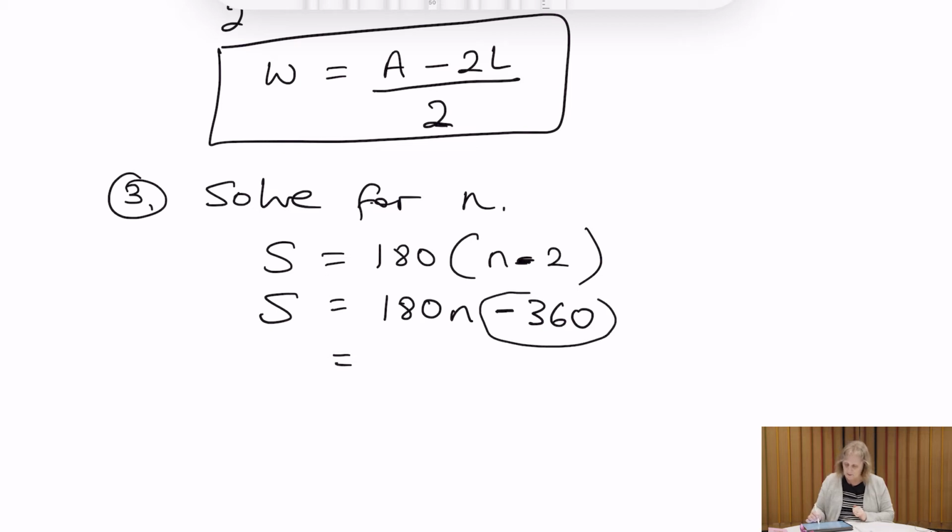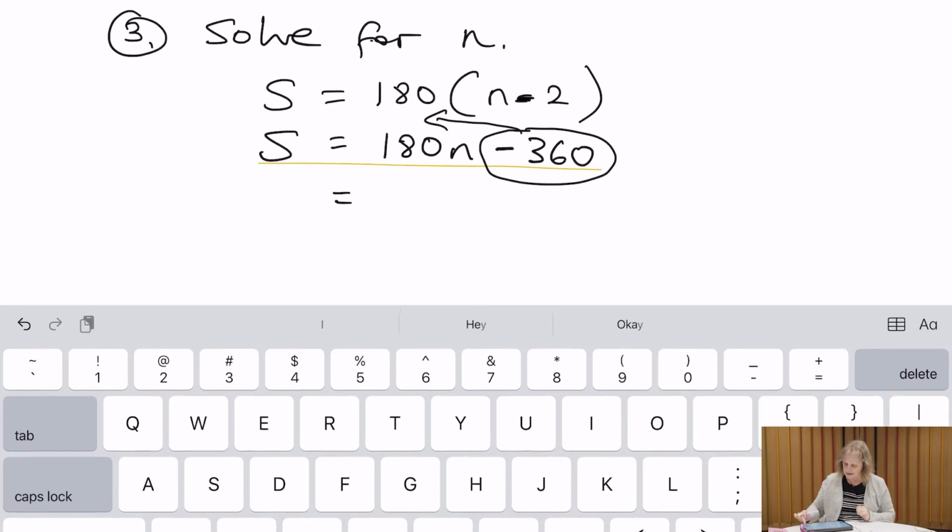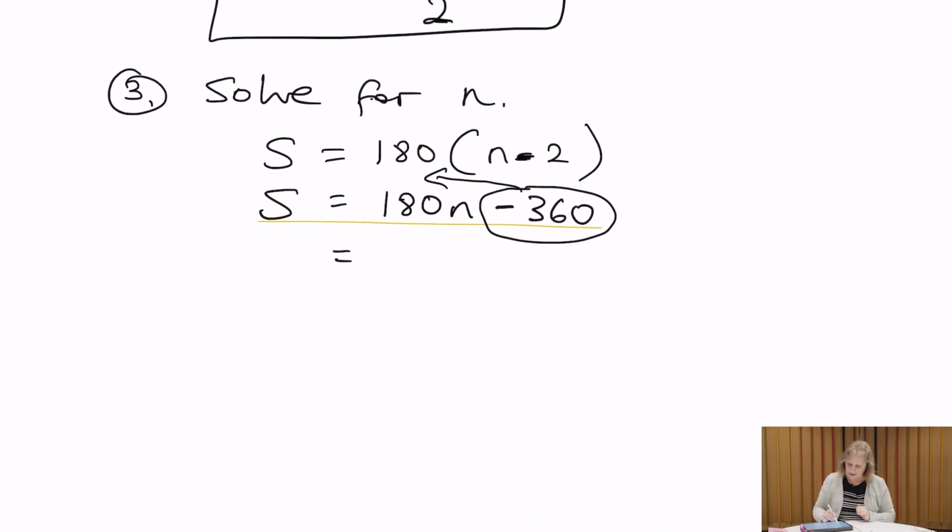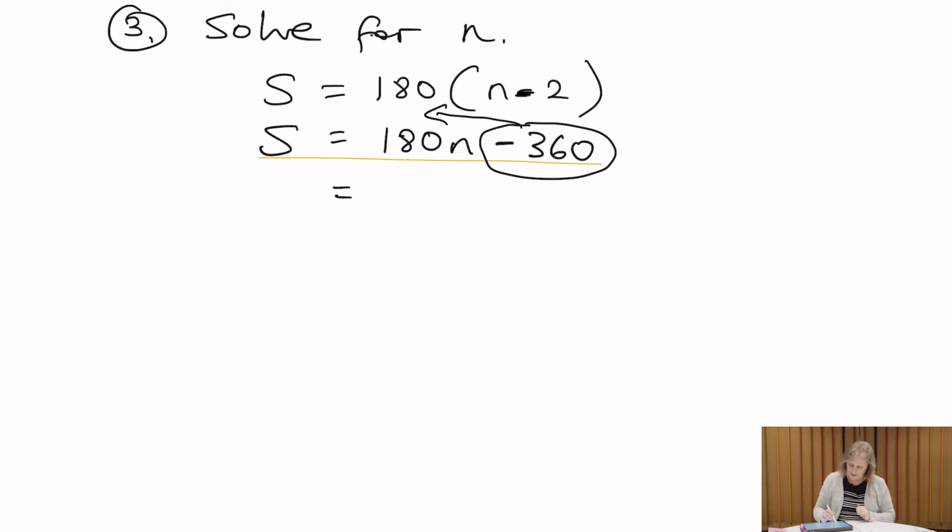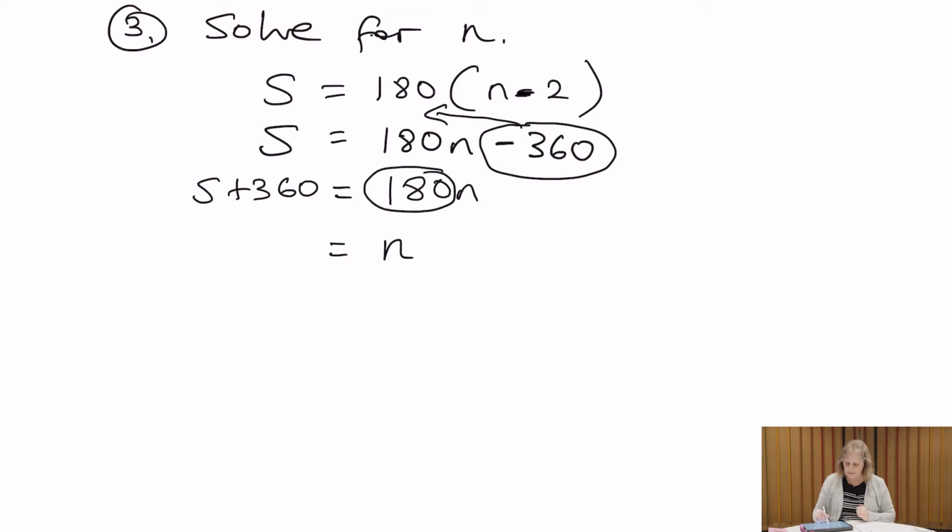We want to take that over, because it's the last thing that's happening to n on that side, over to the other side using the shortcut. We're subtracting there, so if we take it over, we can then add the 360 on the left-hand side, and then we've got the 180n on the right-hand side. Now we want to isolate for n, so we just want 1n or n. We know that n is being multiplied by 180, so if we take it over to the other side, we're going to divide by 180. So we've got S plus 360 divided by 180.